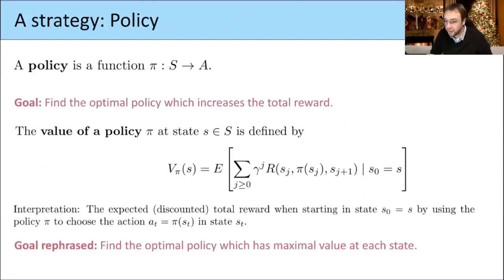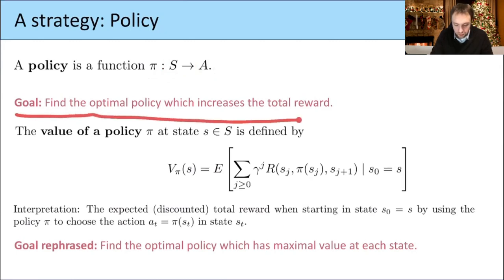Choosing actions is what we call a policy. If we are in a certain state, for example, we are cool or warm, then a policy tells us what we should do in this certain state. So a policy is a function from the possible states to the possible actions. And then the goal of our program is to find the optimal policy, which will increase our total reward.